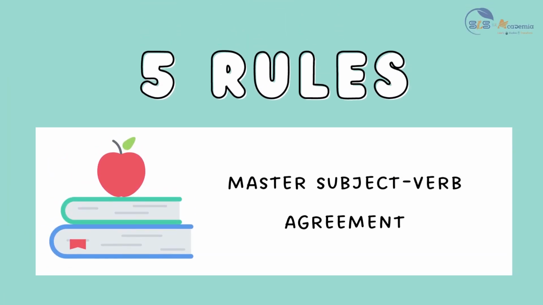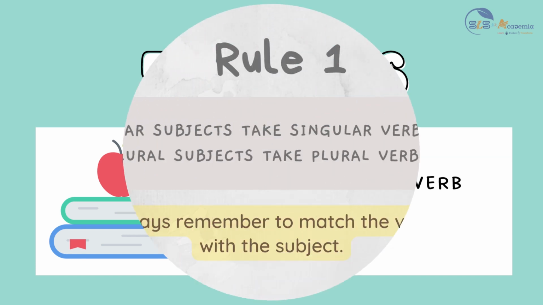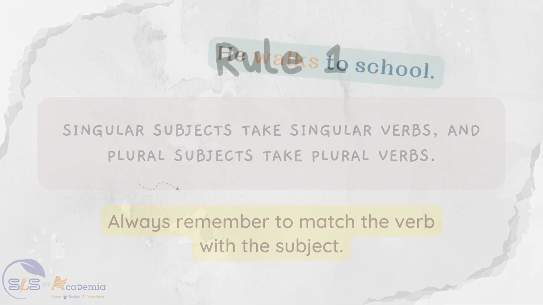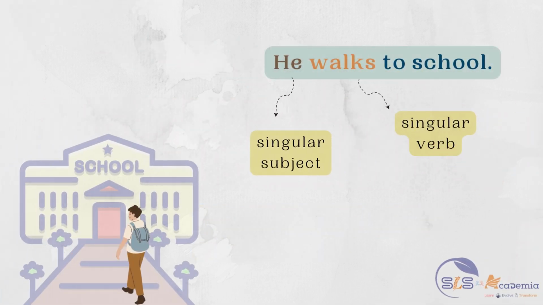Okay, now let us explore the 5 rules that will help you master subject-verb agreement. Rule number 1. Singular subjects take singular verbs and plural subjects take plural verbs. This rule is the cornerstone of subject-verb agreement. Remember to always match the verb with the subject. Take a look at this sentence. He walks to the school. In this sentence, the subject is he, which is a singular subject. The verb walks agrees with the singular subject by taking the singular form.